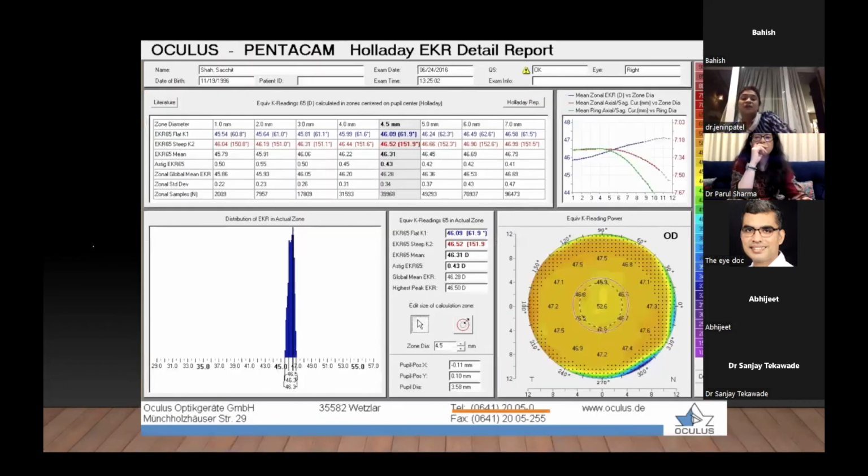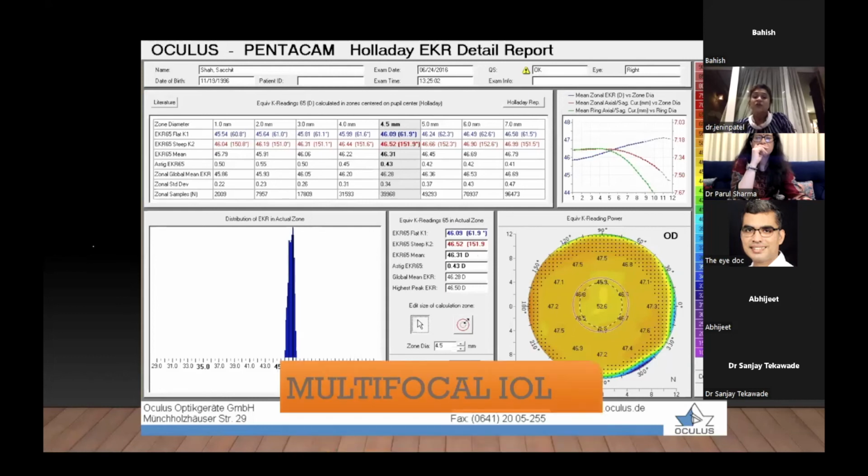If you look at the histogram, you have a nice single tall peak. You do not have too much astigmatism in this patient. The EKR values in this patient are all normal with a 0.5 diopter difference, and the chord mu length for this particular patient was also less than 0.5. So this particular patient is a very good candidate for a multifocal IOL.